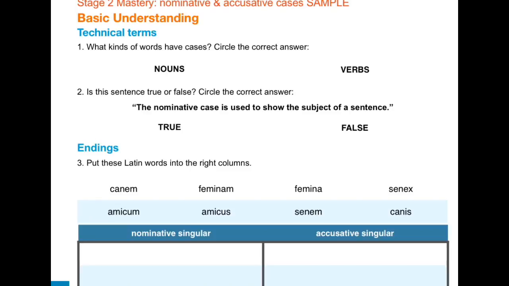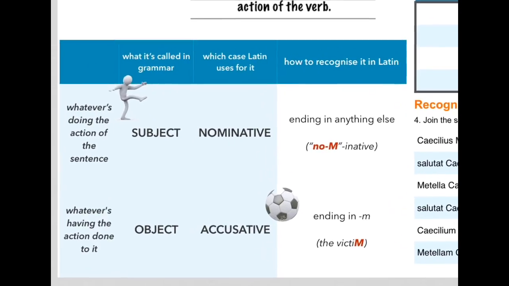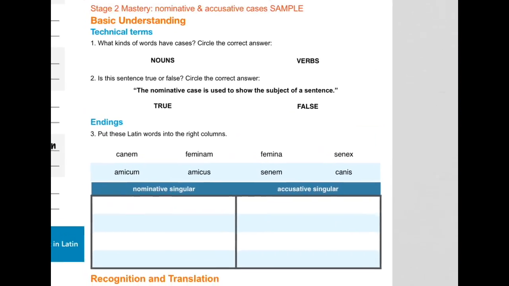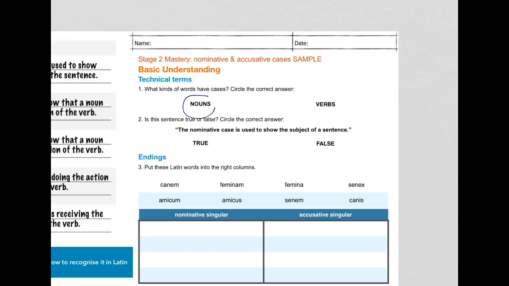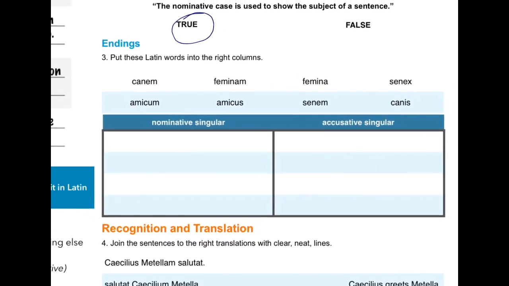Okay. Now, trickier. Question 2. Is this sentence true or false? The nominative case is used to show the subject of a sentence. Let's go and have a look. In a little small version of the diagram, here it is. So the nominative case is used to show the subject of a sentence. That's true. Okay, because the object, the thing having something done to it, is expressed by the accusative case. So the nominative is used to show the subject. So we can answer those two questions, nouns and true. Hope that's clear. Question 3 is a lot easier. It gets a lot easier now.